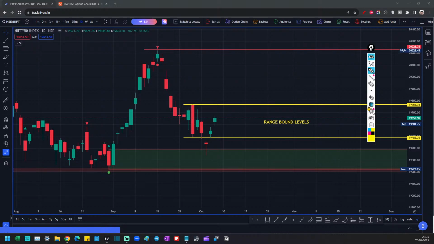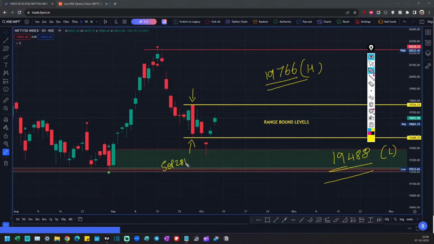So what does that mean for us for this coming 12th October expiry for the Nifty? As you can see, I've been telling and posting in the Telegram channel, this low of 19,488 is very important, and 19,766, this high is very important. Reason being, one, they are very good round numbers, very good magic numbers, and two, they form the highs and the lows of this September 28th candle.